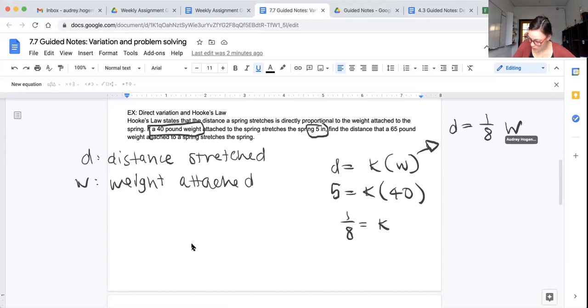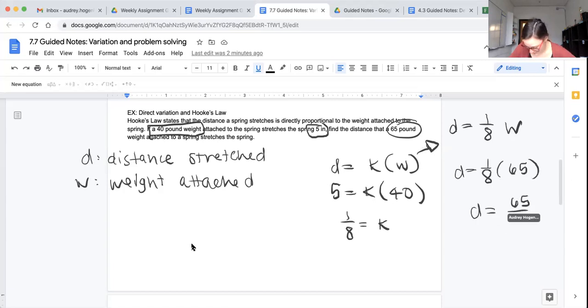And now we want to know, find the distance that a 65-pound weight stretches the spring. So we know that now W is 65. So D equals 1/8 times 65. So D is equal to 65 over 8, which is approximately 8.125, and the units of my distance stretched are inches.